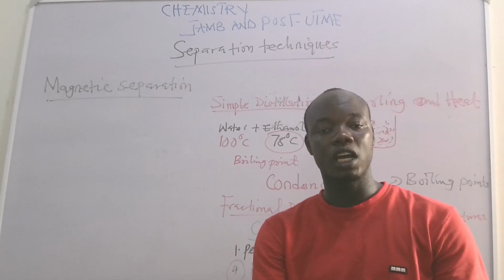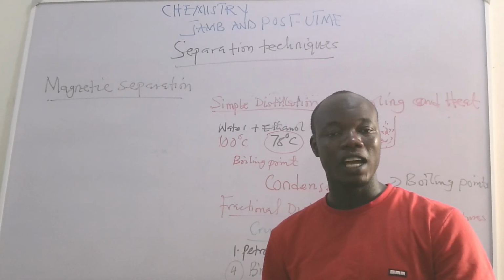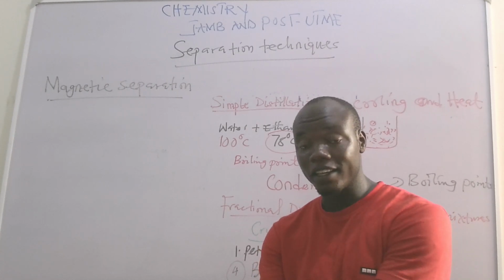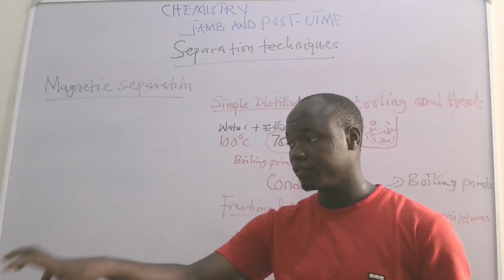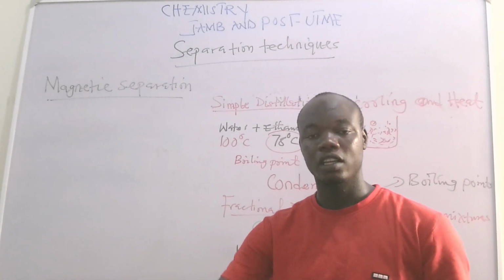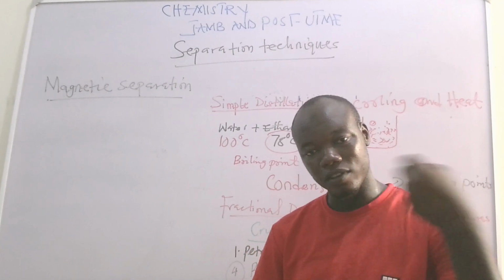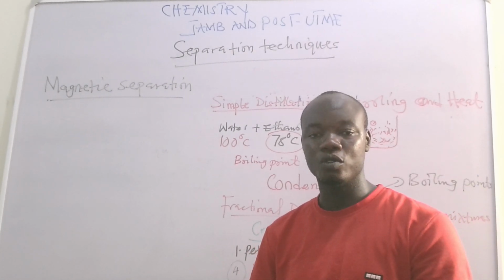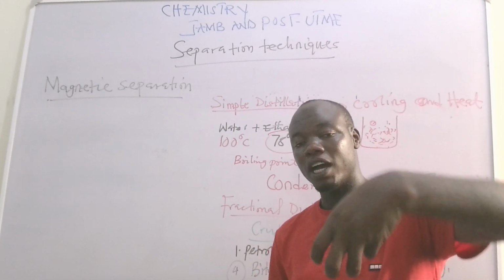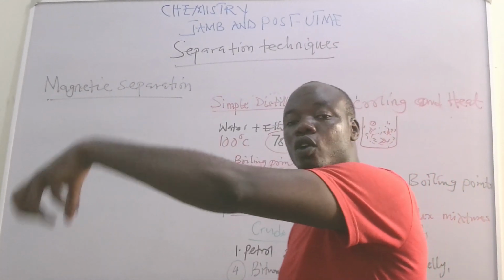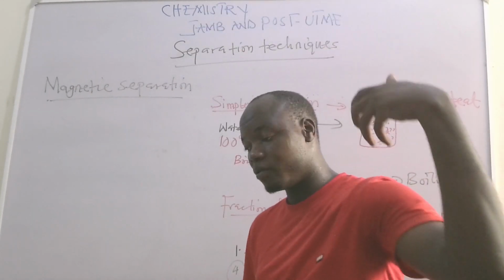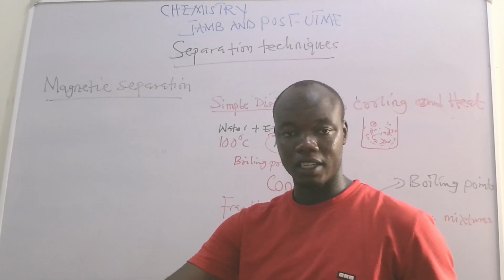Assuming now you have a mixture, maybe iron filings and sand, and you want to separate the iron filings from the sand. What are you going to do? You get a magnet, and you use it to pick all the magnetic material, which is the iron filings. The magnet will pick all the iron filings and leave the sand.